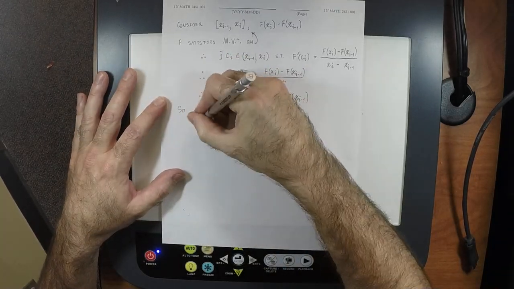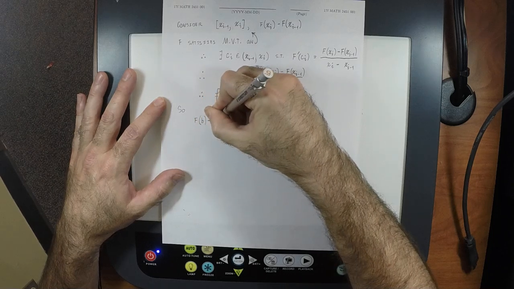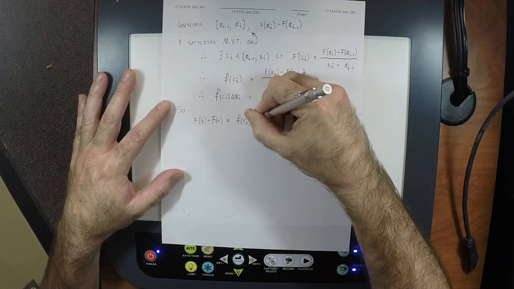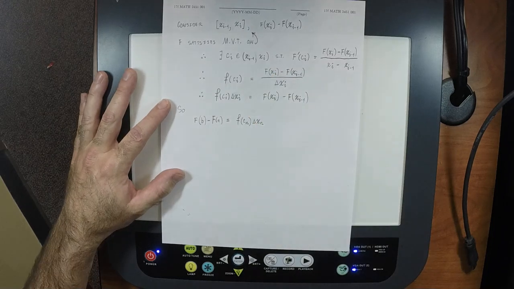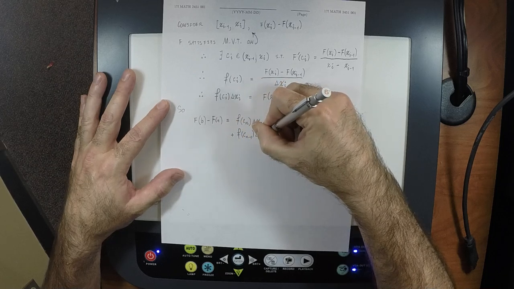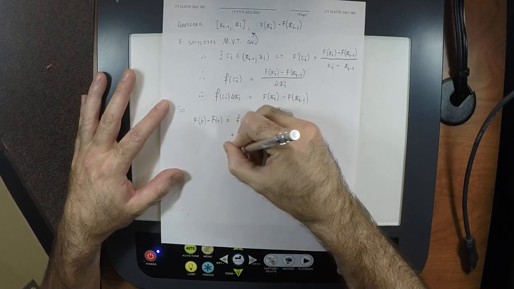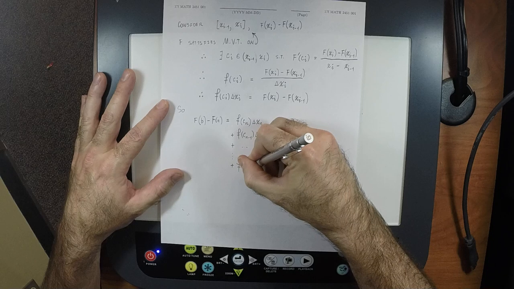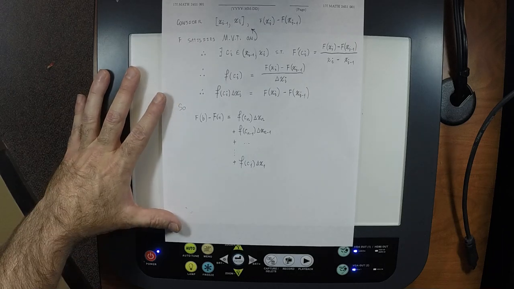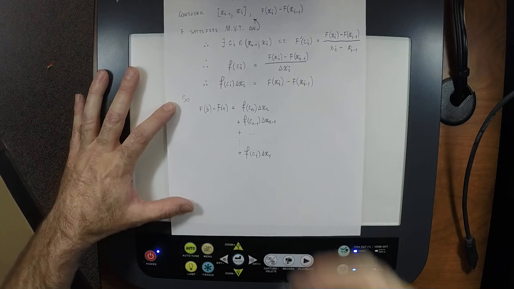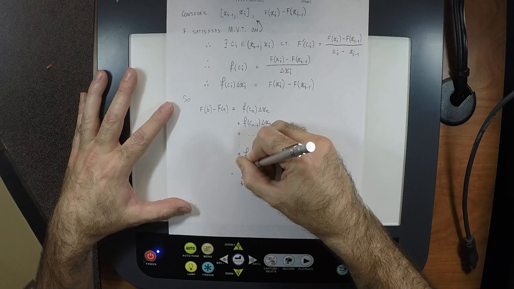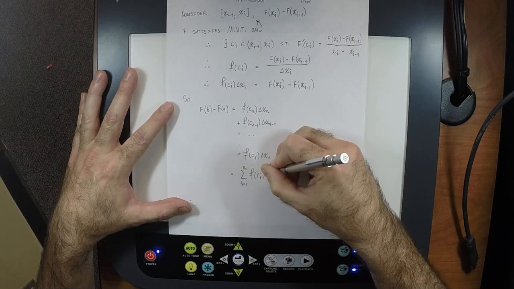So that means that F(b) minus F(a), big F at a, can be written as f(c_n) delta x_n plus f(c_{n-1}) delta x_{n-1} plus ... plus f(c_1) delta x_1. But don't we have a nice notation for adding up all those things? We've got the sigma notation, right? So this is the sum from i equals 1 to n of f(c_i) delta x_i.